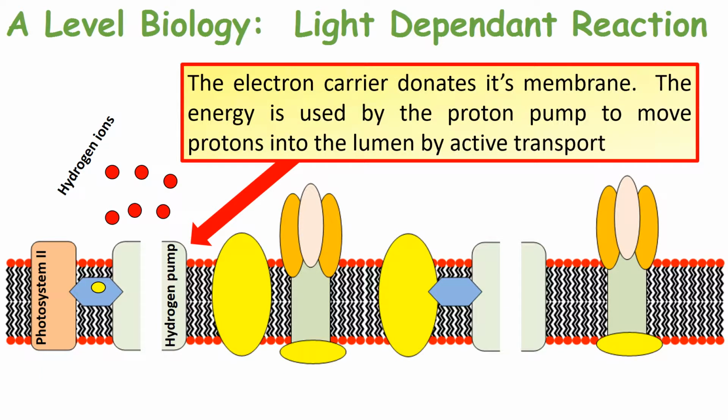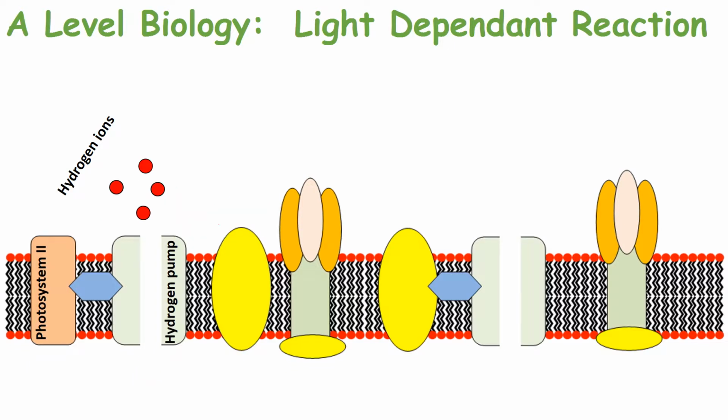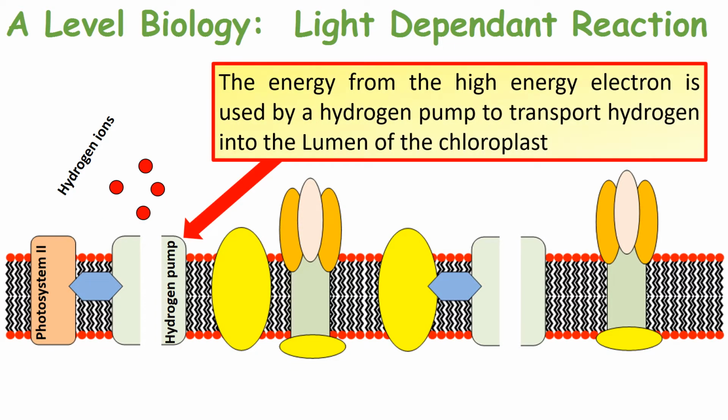The electron carrier donates its electron to the hydrogen pump. The energy is used by the proton pump to pump protons into the lumen from the stroma. The energy from the electron is used to pump hydrogen ions through the hydrogen pump.